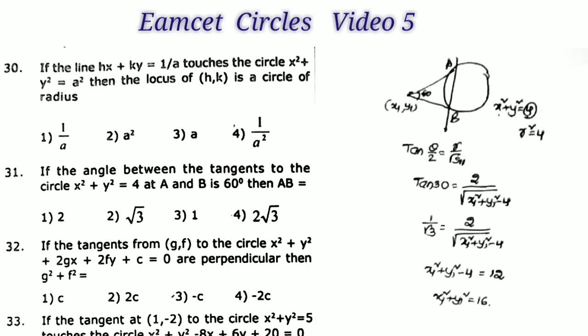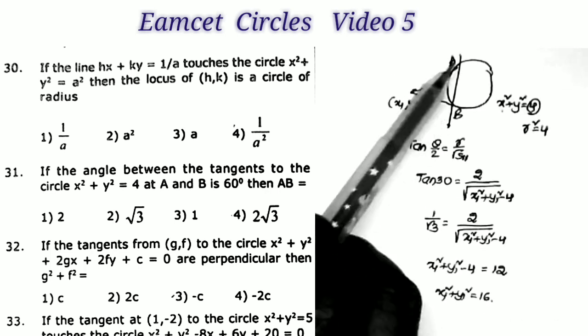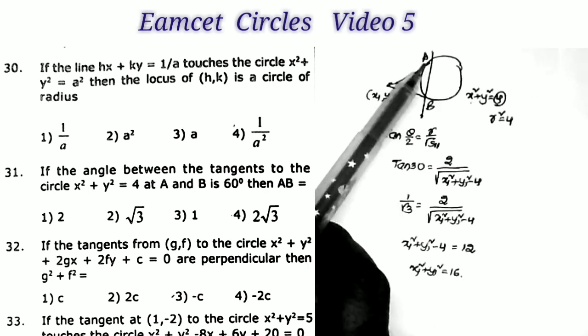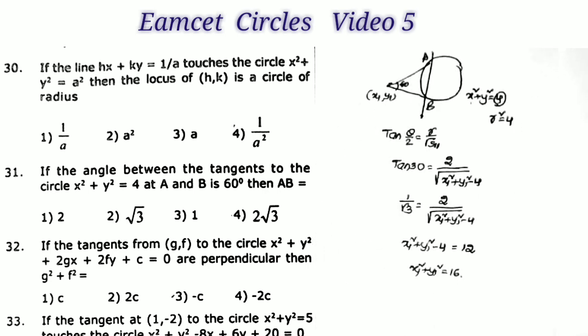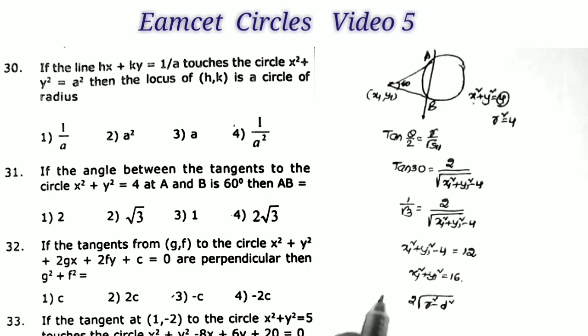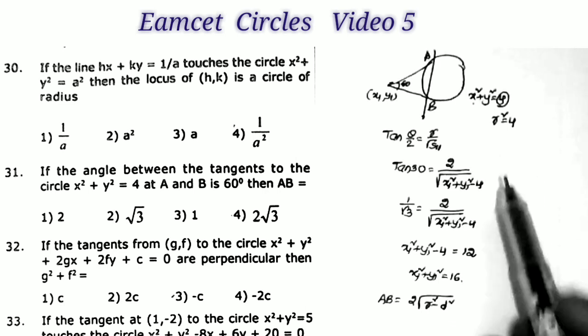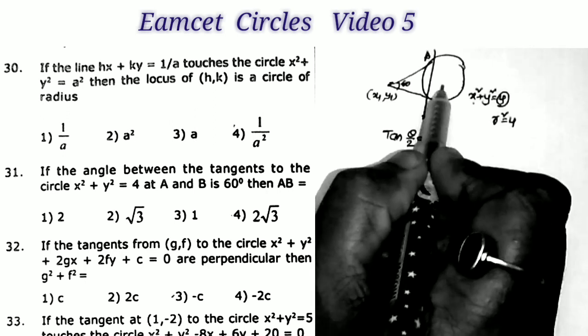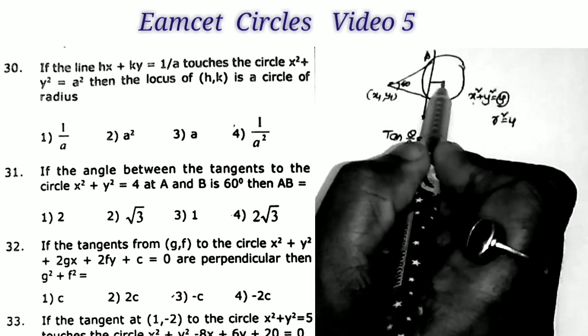Now what is the given question? What is the length of AB? AB is nothing but the chord of the contact. What is the length of the chord formula? The length of the chord is equal to 2 root r square minus d square. So AB is equal to 2 root r square minus d square. R is equal to 2, and what is the d value? It is the perpendicular distance from the center to the line.